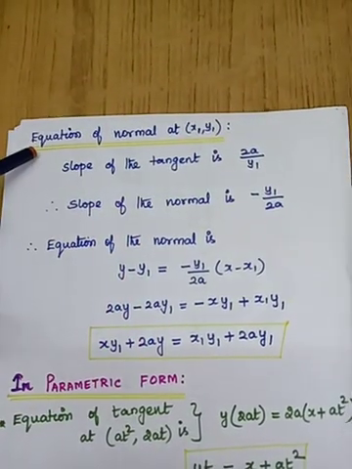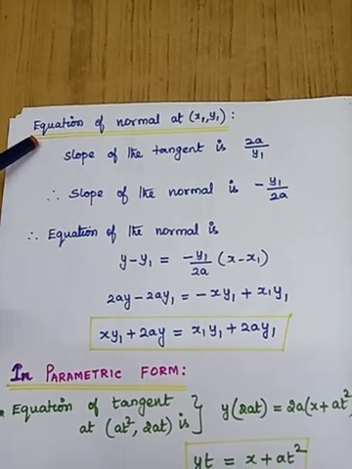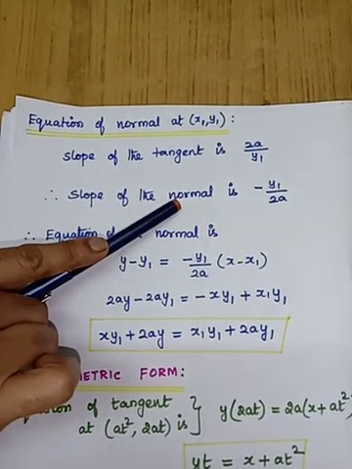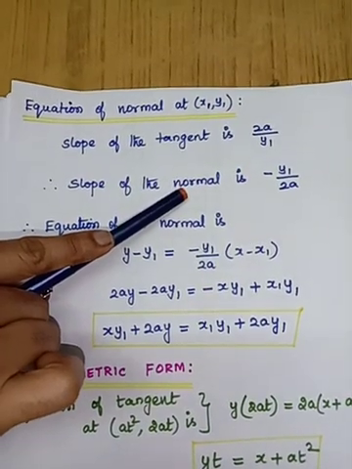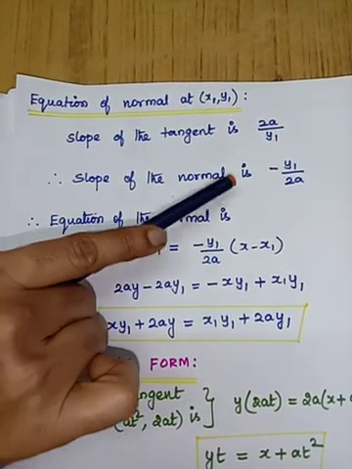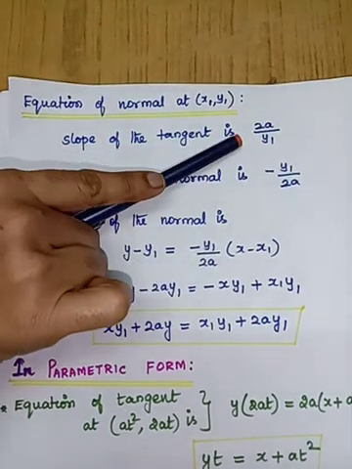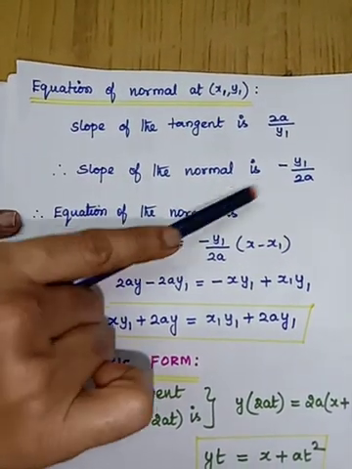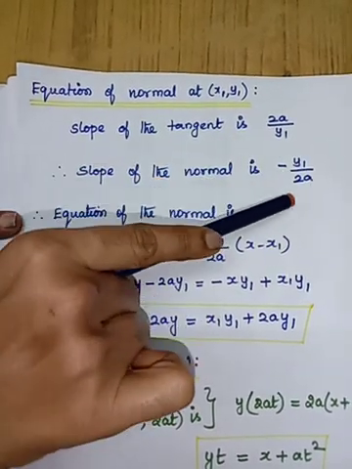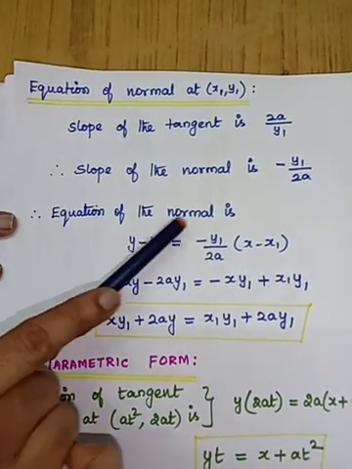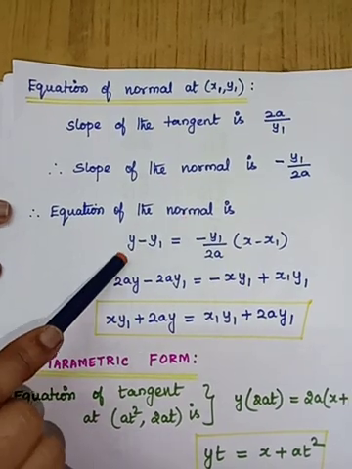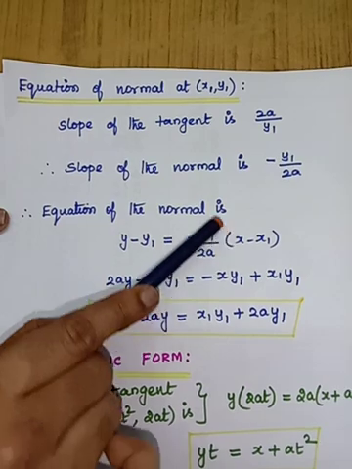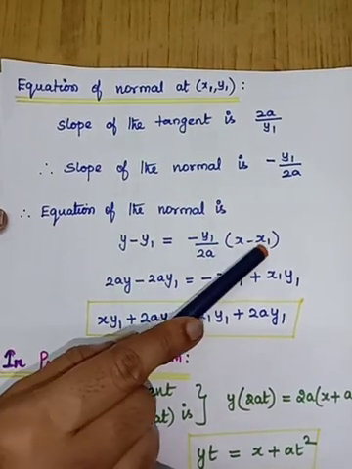What are you going to find? The equation of the normal. So you are going to find the slope of the normal. Normal, how is it? It is perpendicular to the tangent. So how to write it? You have to reciprocate this and change the sign. Therefore the slope of the normal is minus y1 by 2a. So how to write the equation of the normal? The formula is y minus y1 is equal to minus 1 by m into x minus x1.